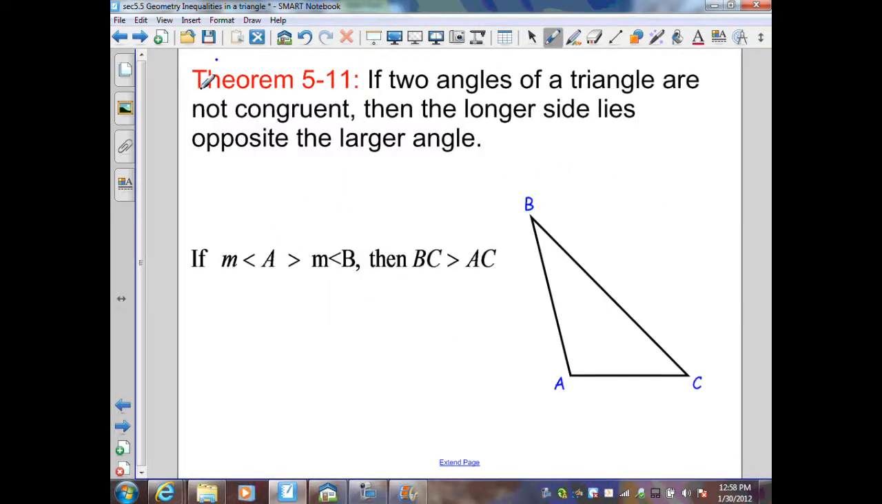I named theorem 5.10 the angle inequality theorem. Therefore, I'm going to name theorem 5.11 the side inequality theorem. Here it's stated, if two angles of a triangle are not congruent, then the longer side lies opposite the larger angle. In other words, the longest side is opposite the biggest angle. In this diagram, triangle ABC is given, and in that triangle, I know that the measure of angle A is greater than the measure of angle B. Therefore, by this theorem, the side opposite angle A, which is BC, must be greater than the segment opposite angle B, which is AC. Therefore, I have segment BC is greater than segment AC.